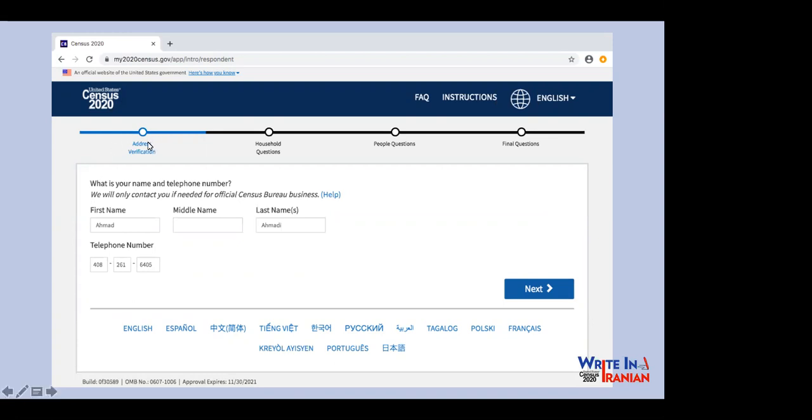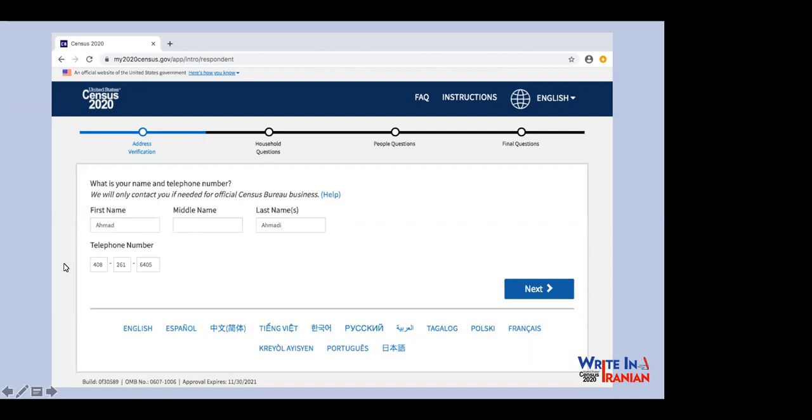As you can see, here you have the steps that you have to follow. The address verification is already done. Now you will be starting to do the household questions, and then the people questions, and then the final questions. So this is the first question about getting to the household questions about who you are. Identify yourself. What is your first name, what is your last name, and your phone number.